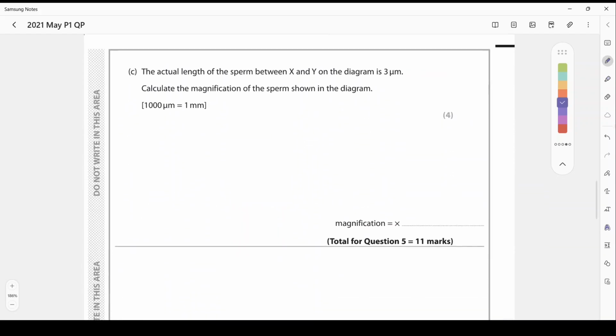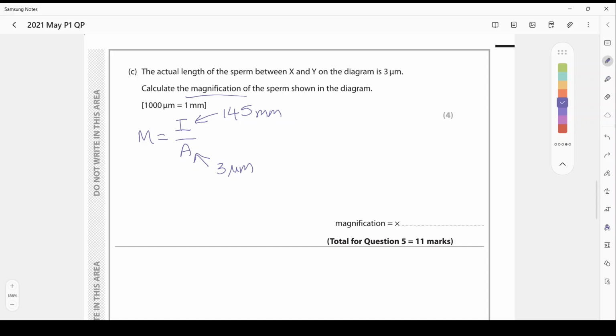Right, so the equation for magnification is magnification equals image size over actual size. The way I remember it is that it looks like MIA, M-I-A. So the image size here is 145 millimeters, and the actual size here is 3 micrometers. But before we do anything, we need to make sure that the units are the same for both of them, because one of them is in millimeters and the other one is in micrometers.